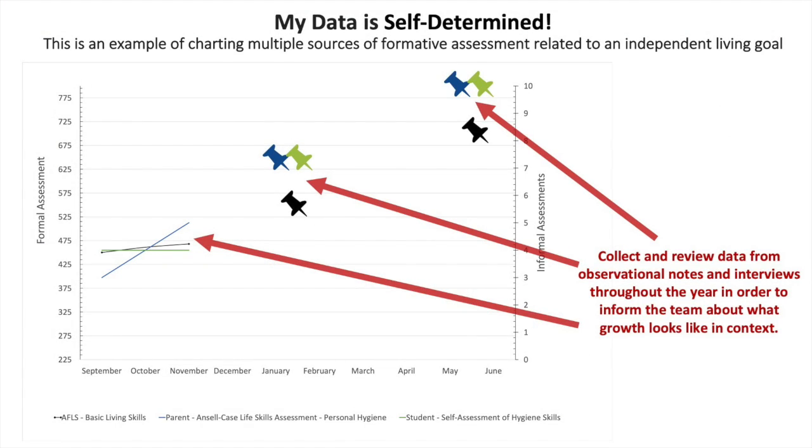So here we have a new example of an independent living goal being graphed. So we should collect and review data from observational notes and interviews, so these are informal transition assessments, throughout the year in order to inform the team, so that's youth, families, and stakeholders, about what growth towards reaching those transition goals looks like in context. So that could be school, home, in the community, at work. And this means that we're going to be using these other sources of qualitative data, so written data, to help us contextualize the results from these transition assessments we typically use, which most often have numerical scores associated with them.